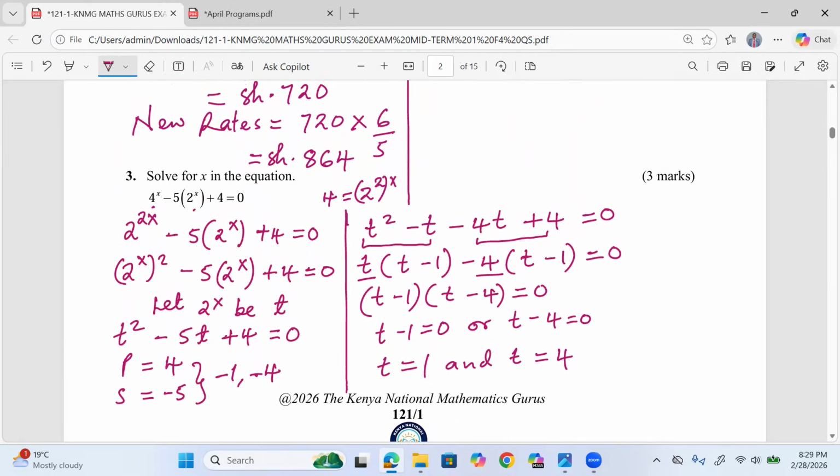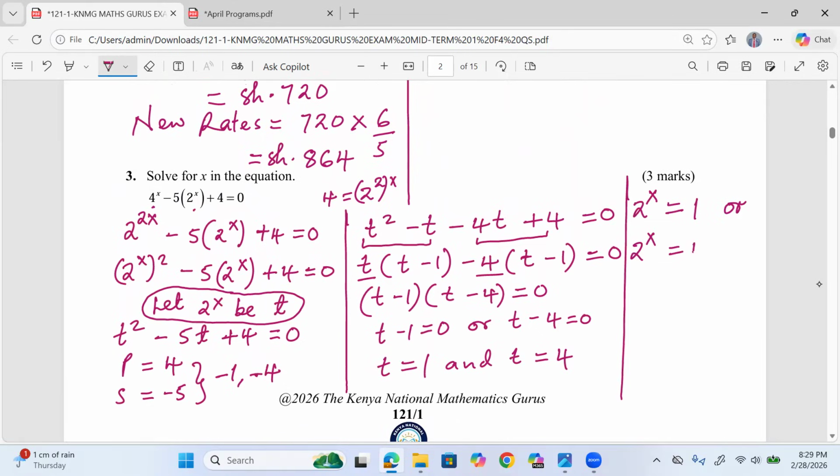But now, what had we let to be t, ladies and gentlemen? What had we let to be t? That is, we get back to this stage, this one. We had let 2 to the power of x to be t. So 2 power x equals either 1 or 2 power x equals 4.